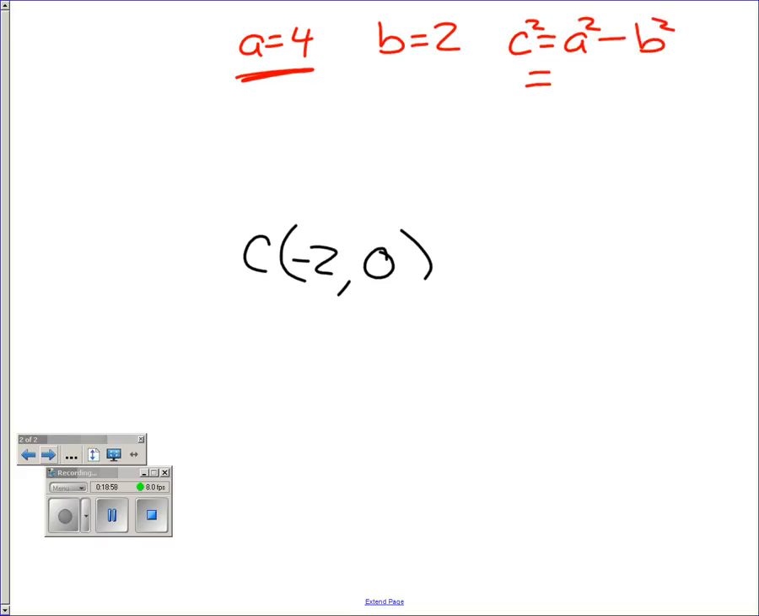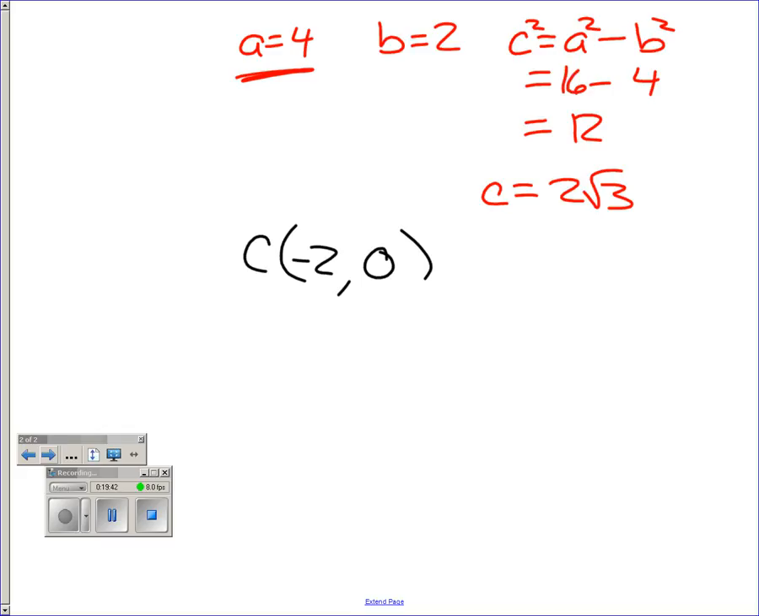Well, let's take a look and see what that is. A squared, that's going to be 16 minus B squared. It's always, for an ellipse, A squared minus B squared, which is the semi-major axis length squared minus the semi-minor length squared. Now, when we get to hyperbolas, it's different, all right? But for ellipses, it's always A squared minus B squared. Got to keep that separated. So this is equal to 12, which means C is equal to 2 root 3. That's it.